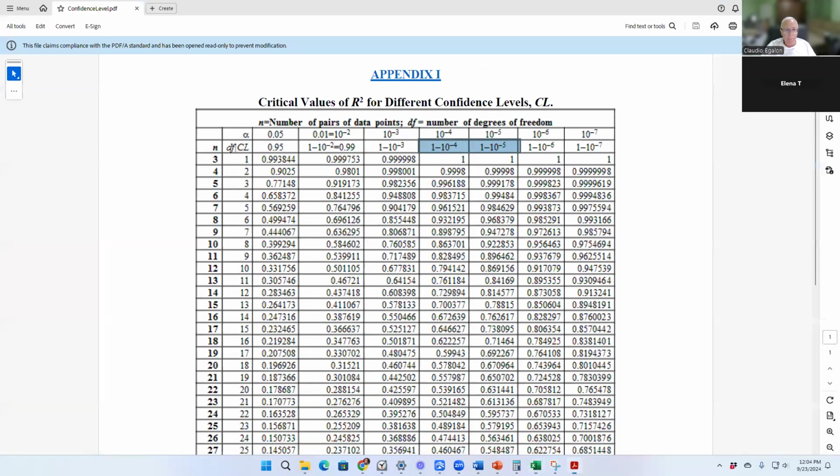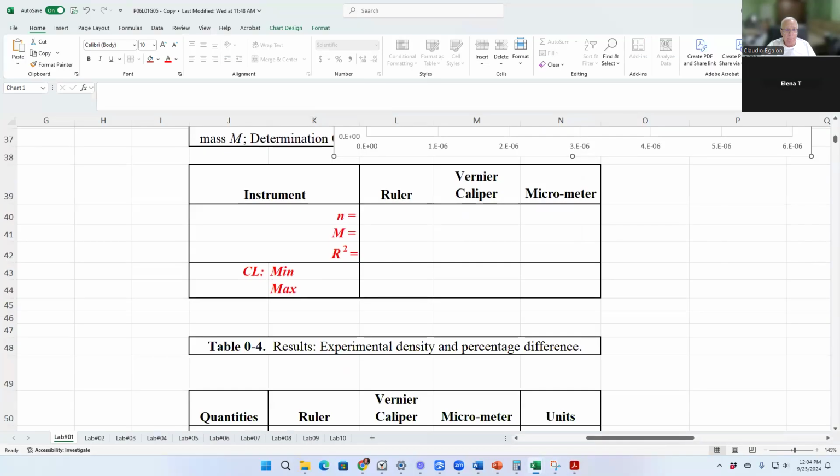It's for the Vernier caliper. Vernier caliper. Okay, yeah, so here you go.